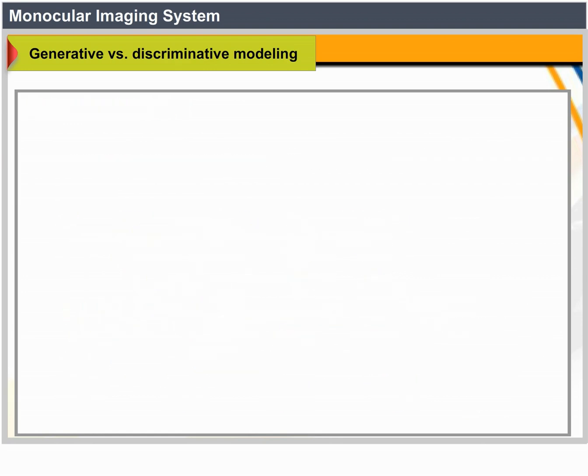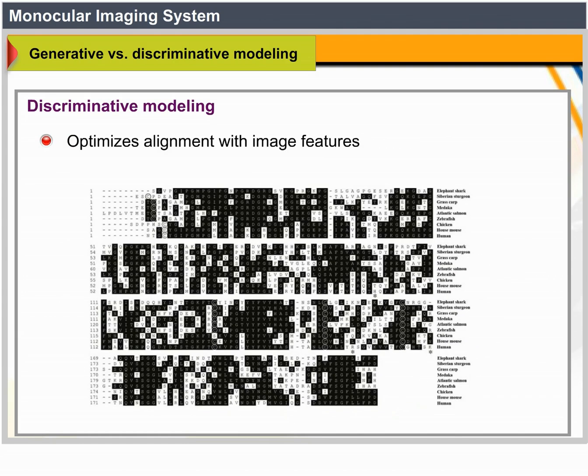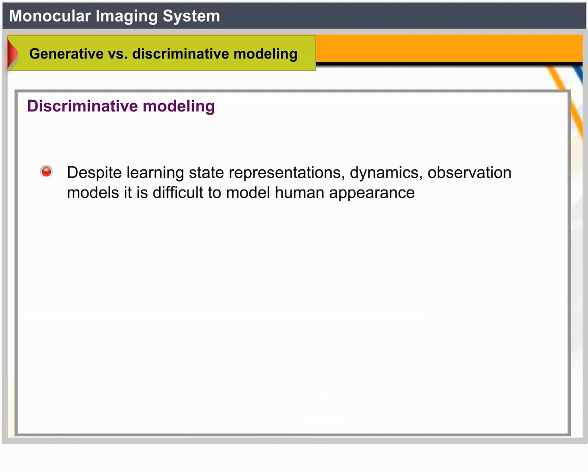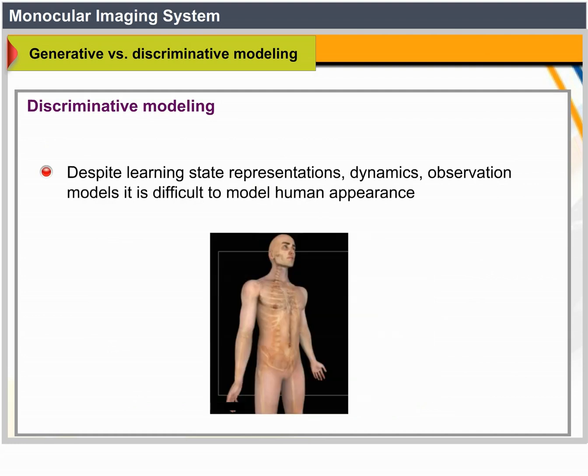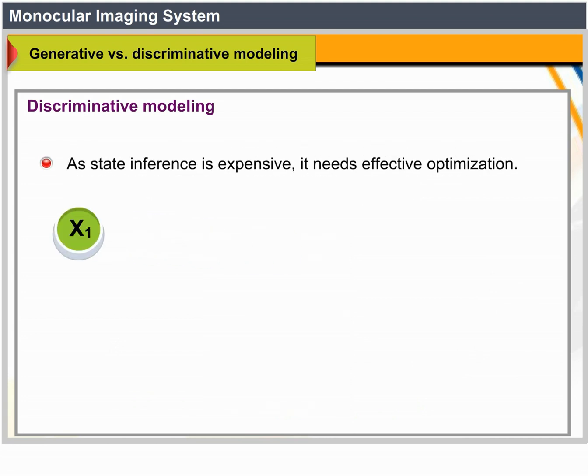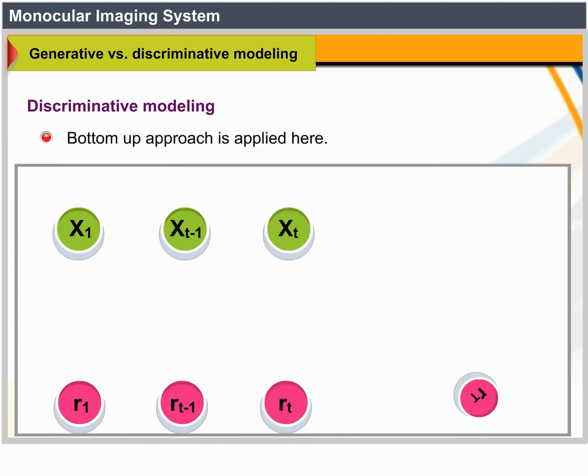Discriminative modeling. Optimize alignment with image features. Can learn state representations, dynamics, observation models, but difficult to model human appearance. State inference is expensive, need effective optimization. Bottom-up approach. Condition on the observation.